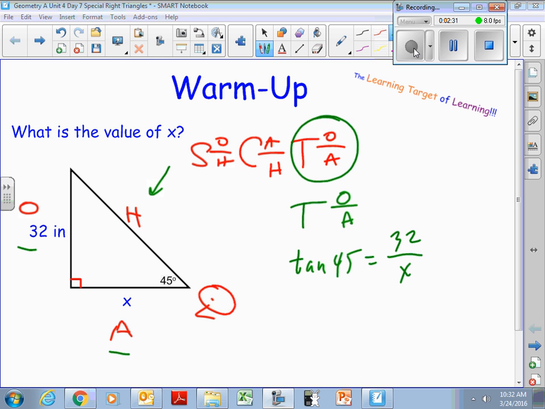Here's the good news. If you are ever solving an equation, and there's a fraction on one side of that equation, and that fraction has a letter on the bottom, you're simply going to switch the sides. The x is going to go where tan 45 is, tan 45 is going to go on the bottom, and you're going to wind up with x equals 32 over tan 45.